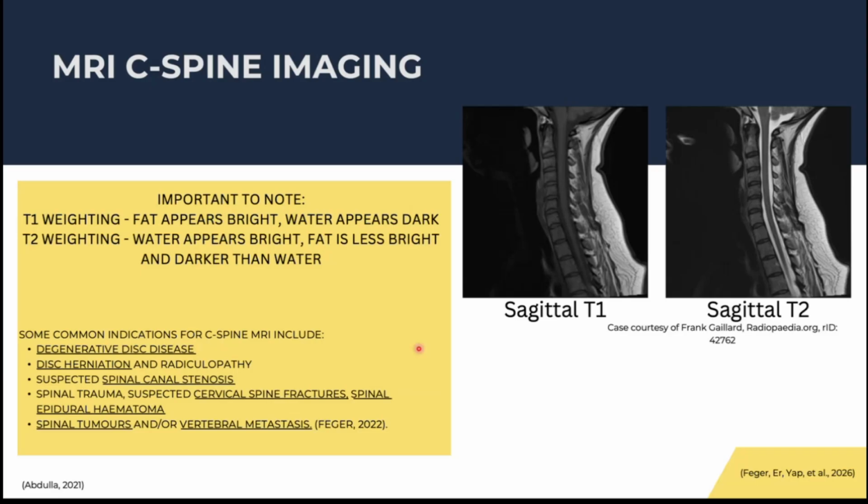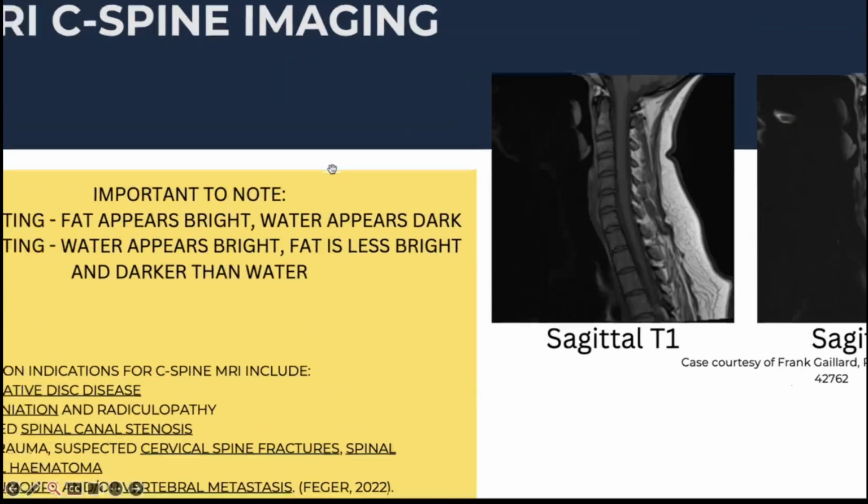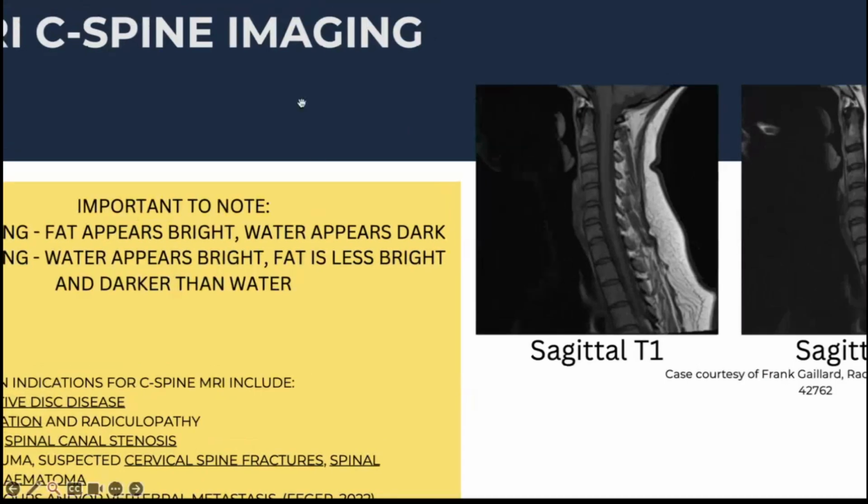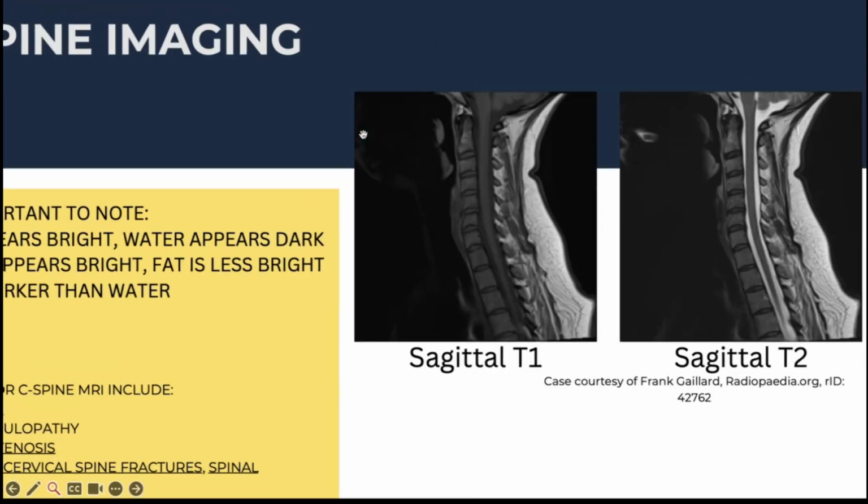Some common indications for C-spine MRI include degenerative disc disease, disc herniation, spinal canal stenosis, any spinal trauma or cervical spine fractures, and spinal tumours or vertebral metastases. Here you can see sagittal T1, where the water, the CSF, is darker, and the fat appears brighter. On this one, it's different. The CSF is nice and bright, and the fat is a little bit darker.